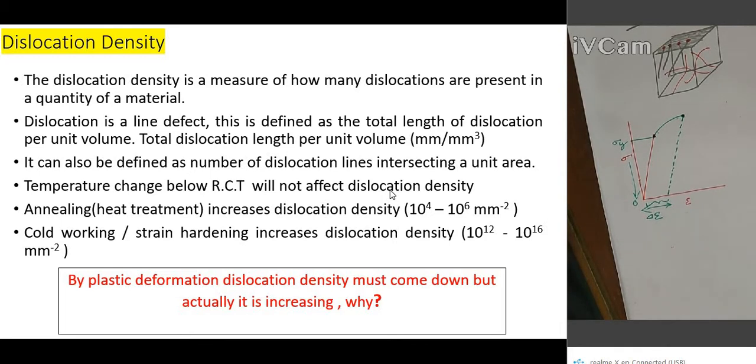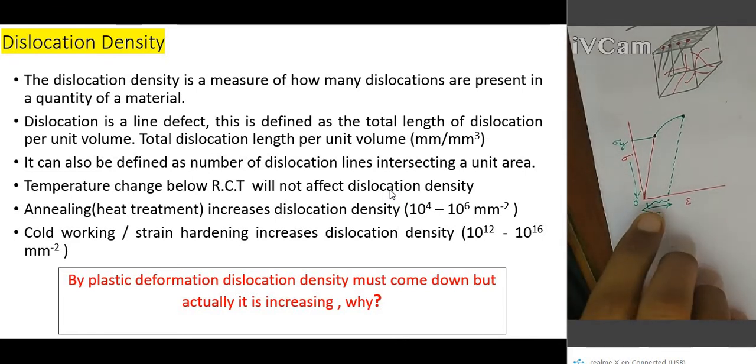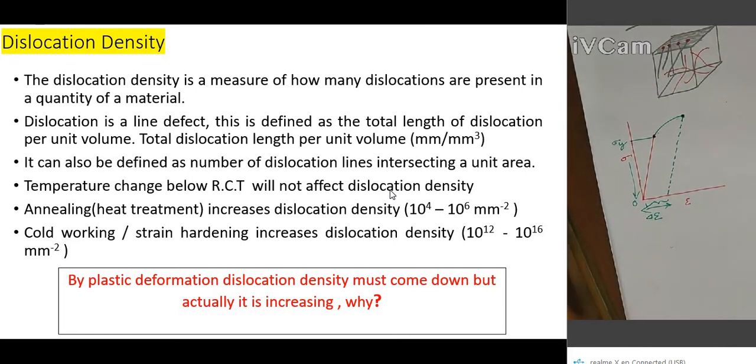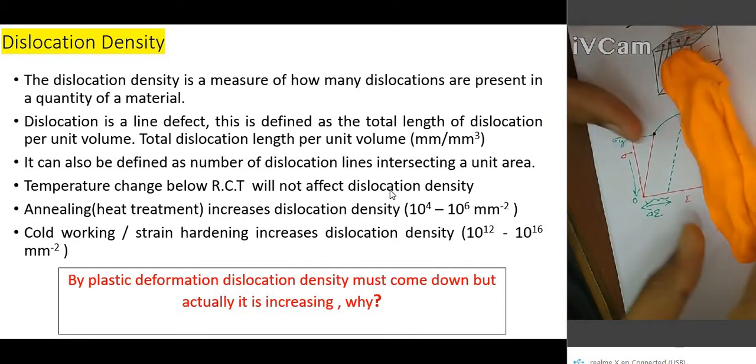In the strain hardening process, we deform the material with a stress which is higher than the yield stress of the material. Then we release the load, and some strain or some deformation will be retained in that material, equal to delta epsilon.